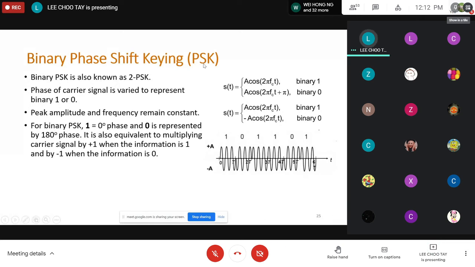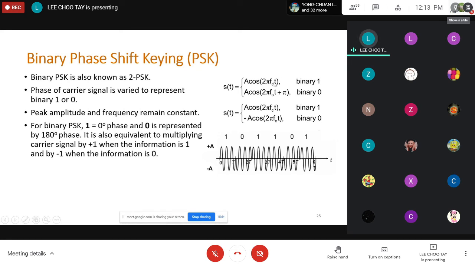As far as ASK is concerned, we represent the binary information ones and zeros with two different amplitudes. Zero has no amplitude, one has certain amplitude. And then for FSK, we send our zeros and ones using two different frequencies. For phase shift keying, the concept is very similar, except that now we send the binary information with two different phase angles.